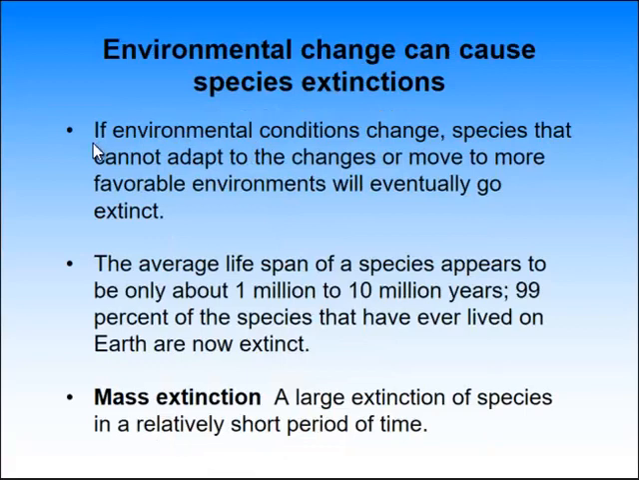Okay. So you know this. We've talked about this a few times about environmental conditions changing. I like this one here. So average lifespan of a species appears to be about 1 to 10 million years. Humans have been around for about 200,000 years. How much longer do we have?